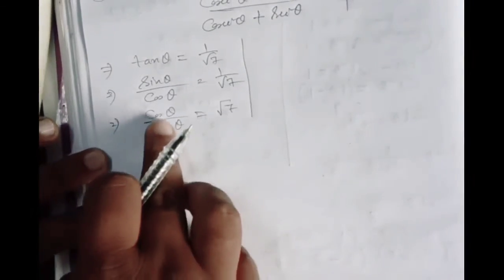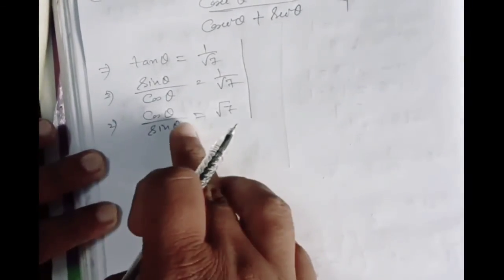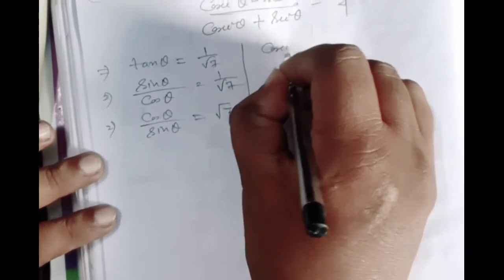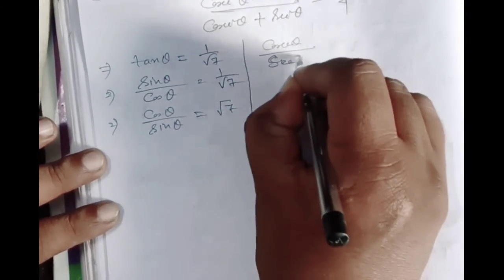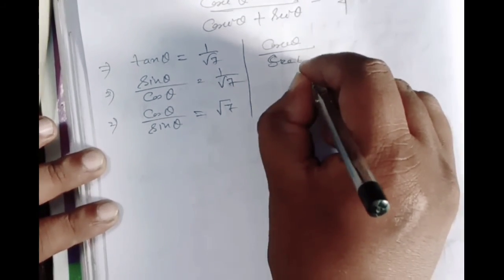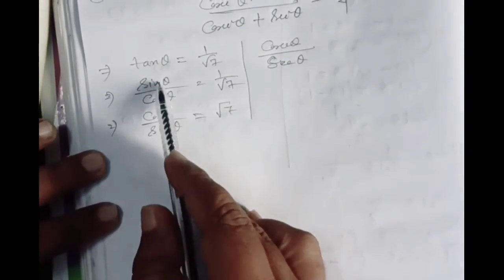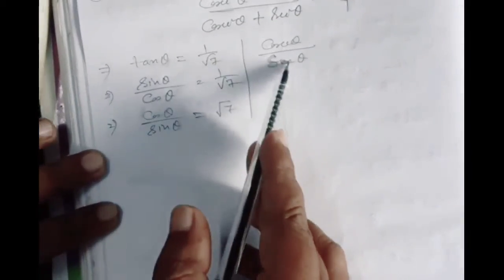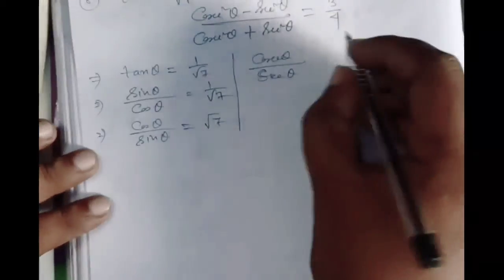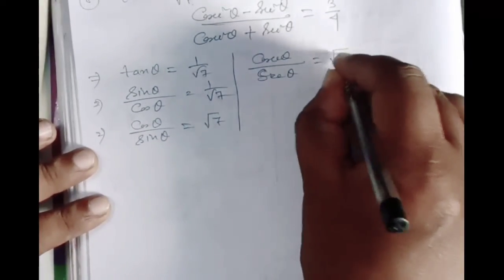So this can be written as cosec theta by sec theta. Tan theta means cosec theta by sec theta, so that's equal to root 7.